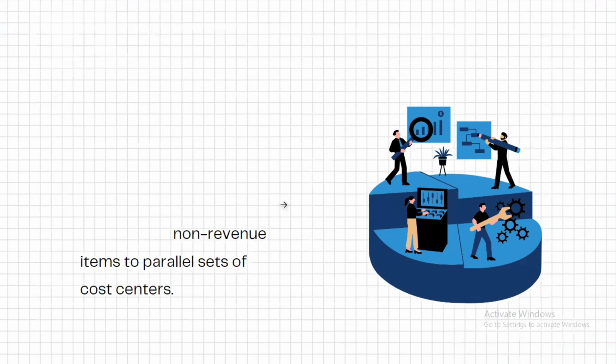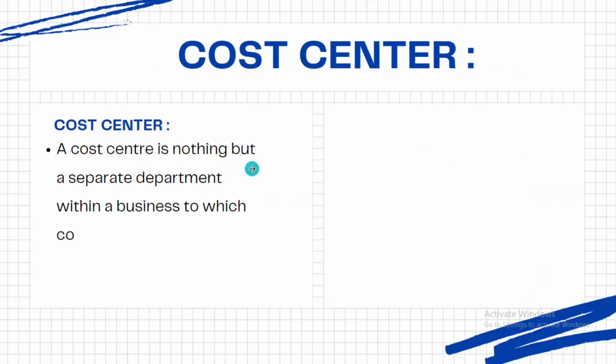Coming to cost center, a cost center is nothing but a separate department within a business to which cost can be allocated. Yes, a cost center is a part of a cost category. Earlier we took the example of office staff, right? Now we can take the same example. Office staff is a cost category, and the employees of the organization come under the office staff category, and these employees are nothing but cost centers.